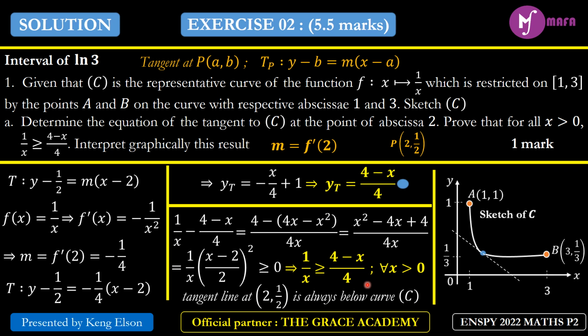Okay, so clearly that is the tangent line. Here is a point with abscissa 2, and then that's the tangent line. So you see that the tangent line is always below the graph for all x greater than 0, or the graph C is always above the tangent line. Both of them are equal when x is equal to 2.